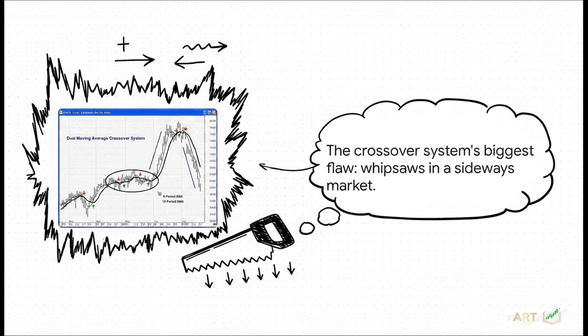Look inside this circled area here. You can see the damage. You get a buy signal, then a sell signal, then another buy, then another sell, and each one is just a small, frustrating loss. The system is just chopping you up.